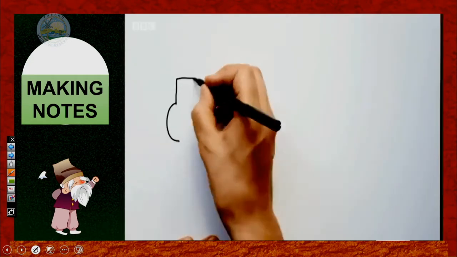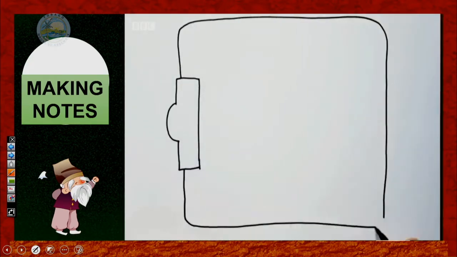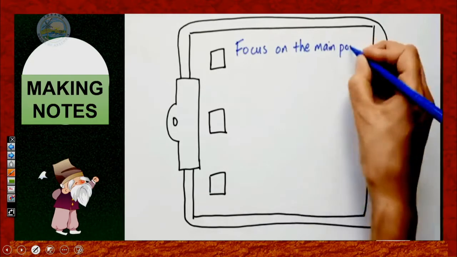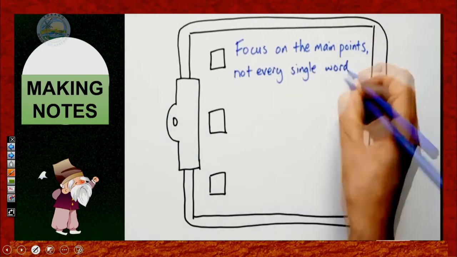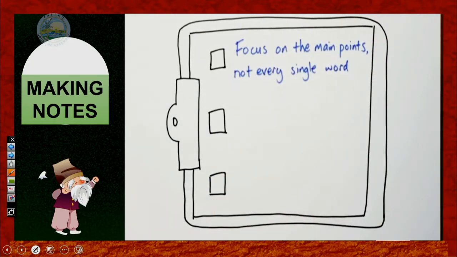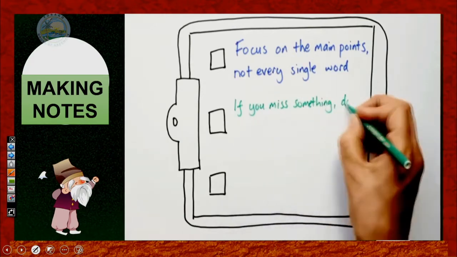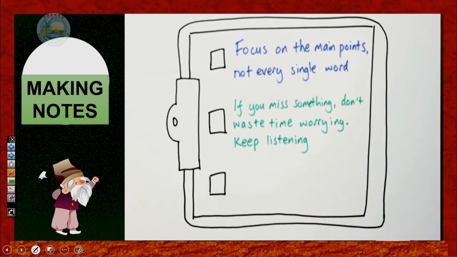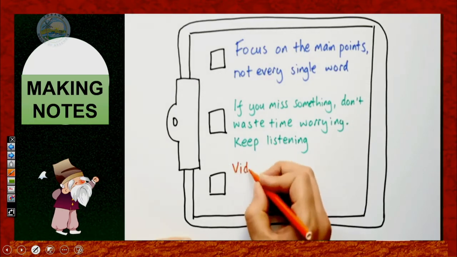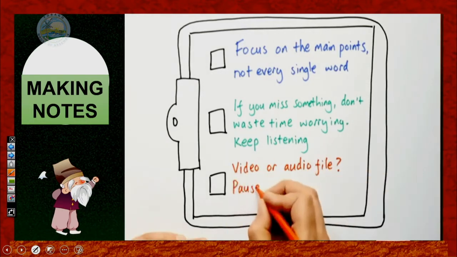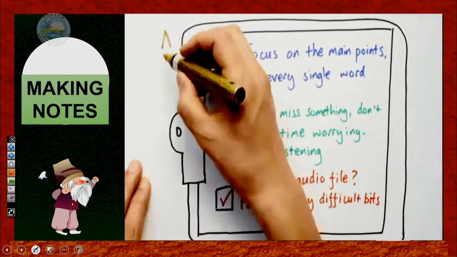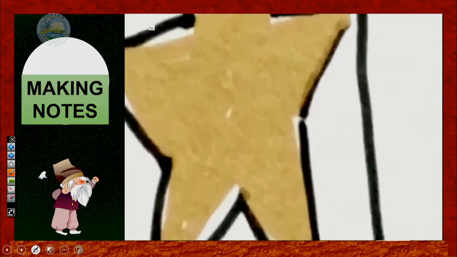So, first off, here are three ways to help you listen more effectively. Number one, don't worry if you don't get every word. Just try to focus on the main points. Number two, if you miss a bit, don't keep thinking about it. You'll miss even more if you do that. Number three, if it's a video or audio file, pause and replay important or difficult bits. Now, 10 top tips for taking better notes while listening.